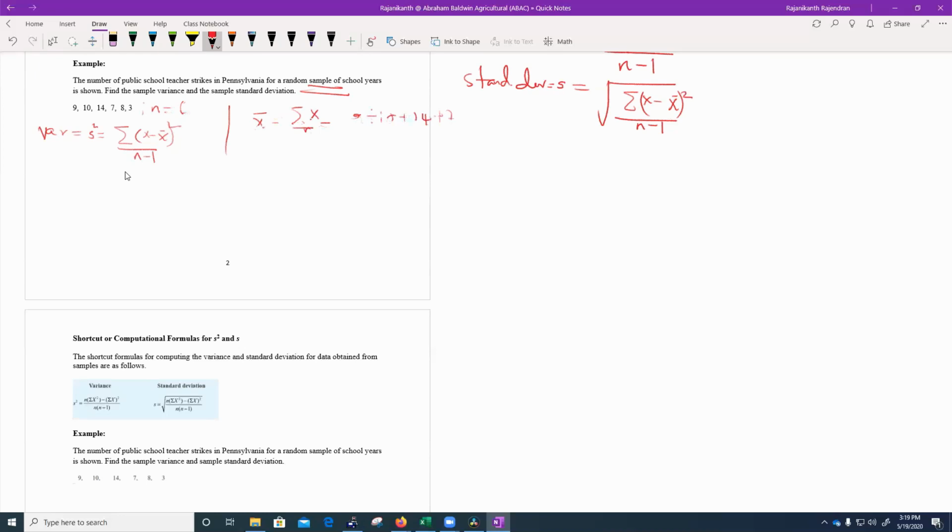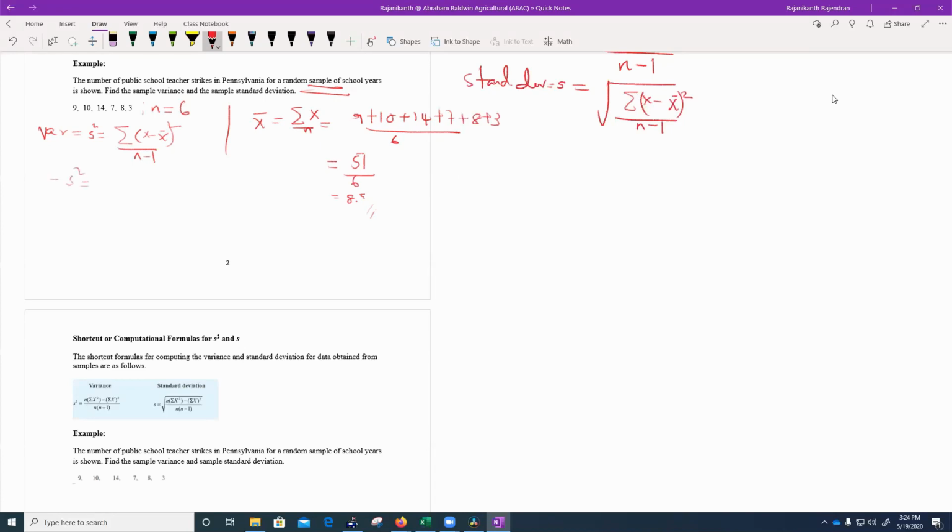I'm simply adding, then dividing by 6. Find this answer to one decimal place. Okay, so I got 51 over 6, so that is 8.5. That is the sample mean I got. I need this answer to find the sample variance.